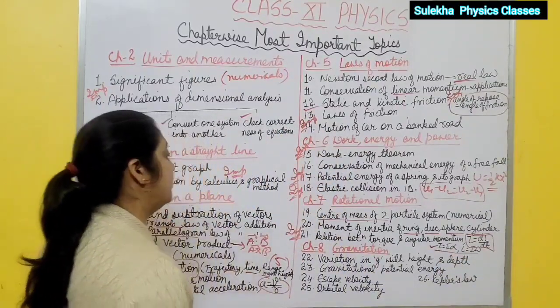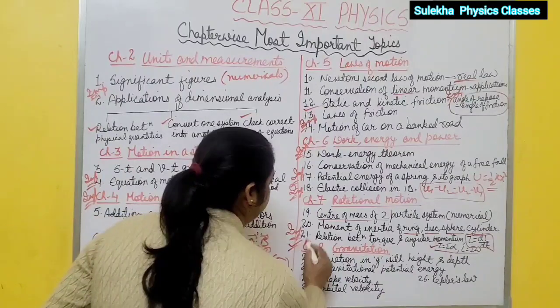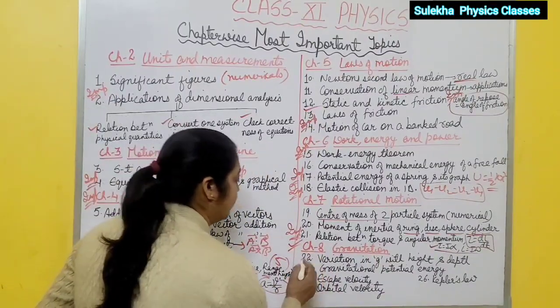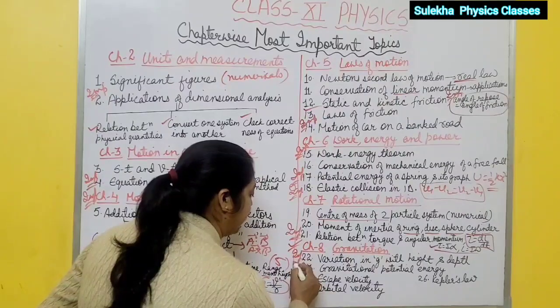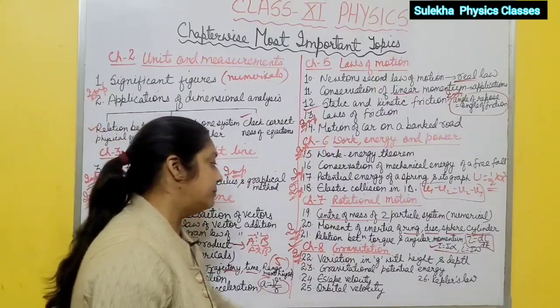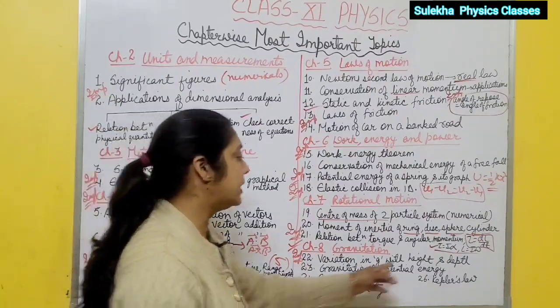Then come to last chapter of part 1 book, that is chapter 8, gravitation. In gravitation, first important topic, very, very important topic is variation in g with height and depth. How g, means acceleration due to gravity, varies with height and depth.